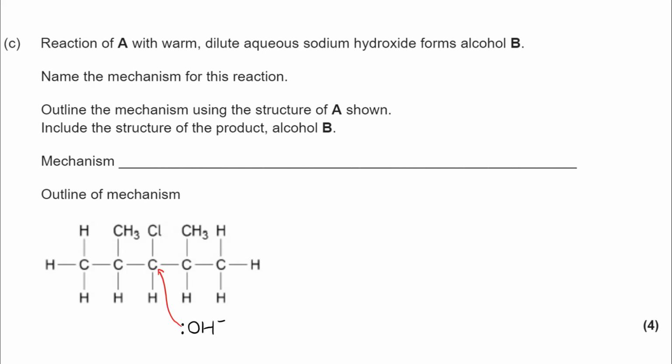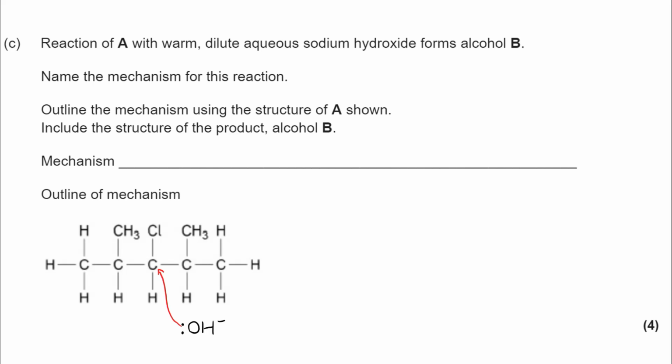But I'm going to start with the OH minus from the sodium hydroxide. Sodium's a spectator. We ignore it in the mechanism. And that is going to attack the delta positive carbon. Now the curly arrow, always electron rich to electron deficient.